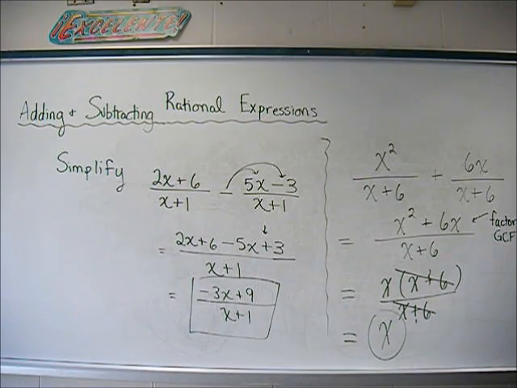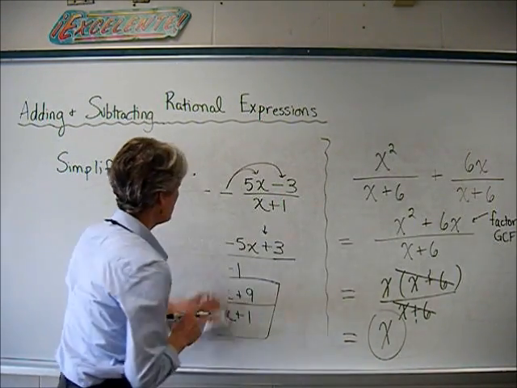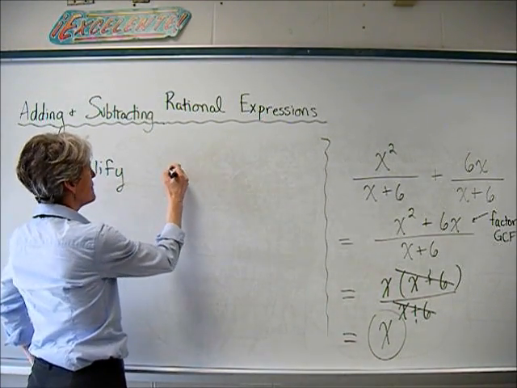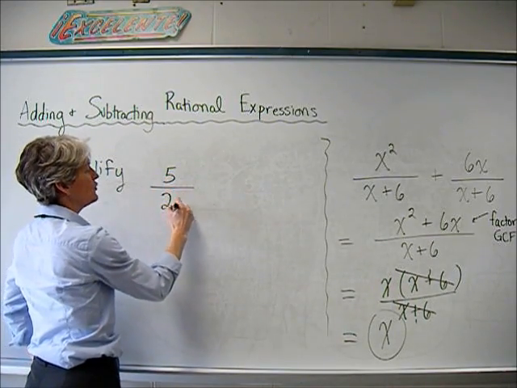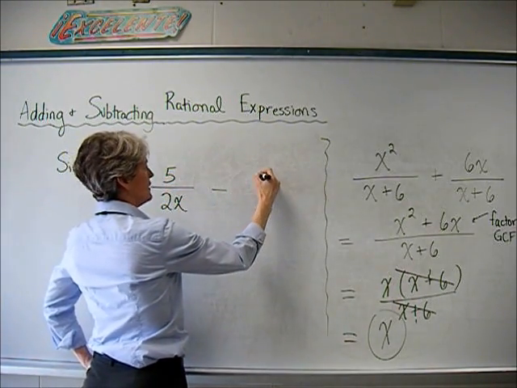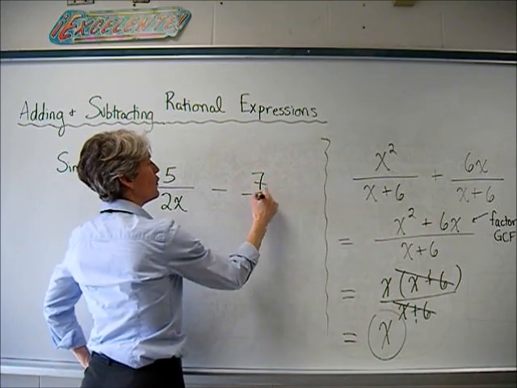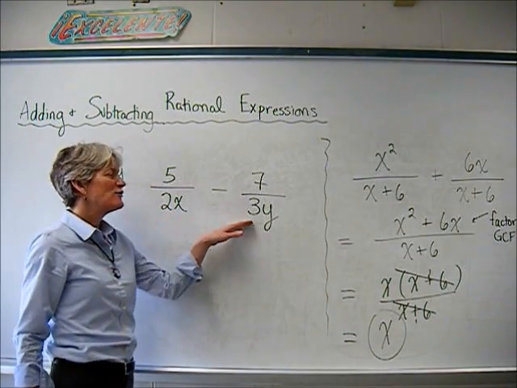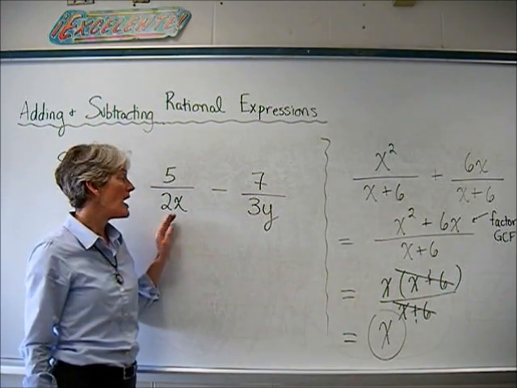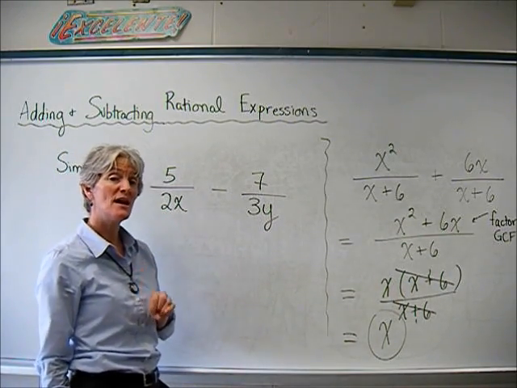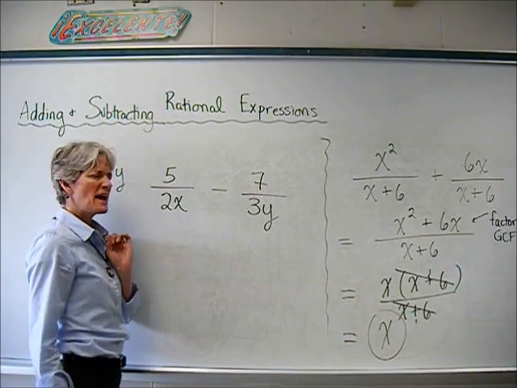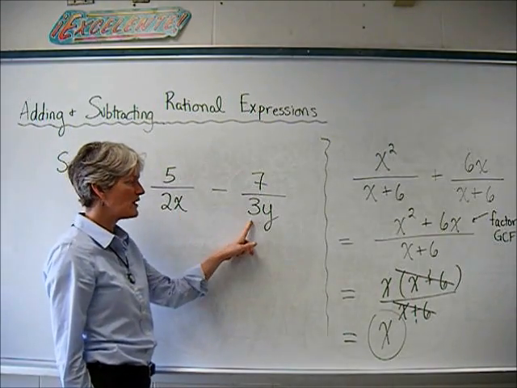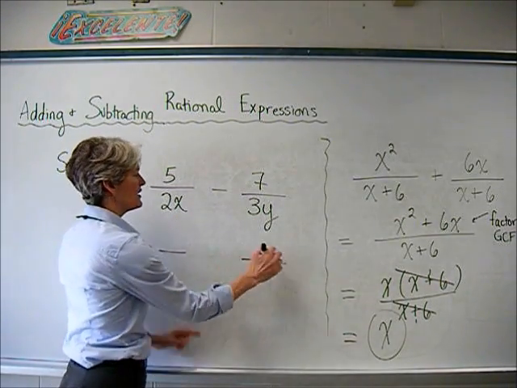Let's do one where you actually have to get a common denominator. And then I think you'll be in good shape. Let's say I had something like 5 over 2x minus 7 over 3y. Okay. I do not have a common denominator, so I'm going to have to figure out what a good common denominator would be. So I want that common denominator to be something that a 2 can go into, and an x can go into, and a 3, and a y. So let's look at those numbers first.